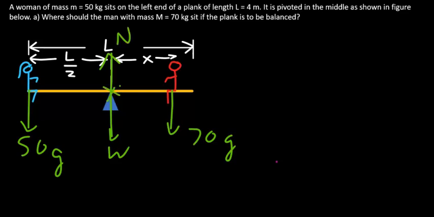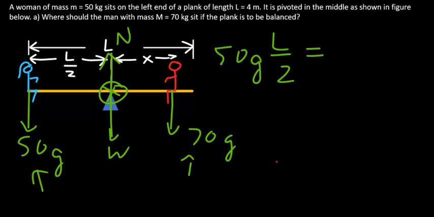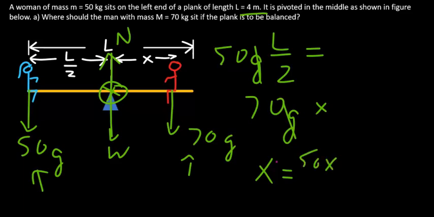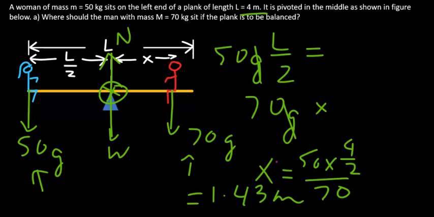Let's evaluate the torque about an axis passing through that point. So the only two forces that contribute are this and that. So the torque due to the 50g weight is 50g times L over 2. The torque due to the 70g weight is 70g times x. So g cancels. L is 4 meters. So x is 50 times 4 divided by 2, over 70, which is about 1.43 meters. So the man should sit at a distance of 1.43 meters to the right of that support if the system is to be balanced.